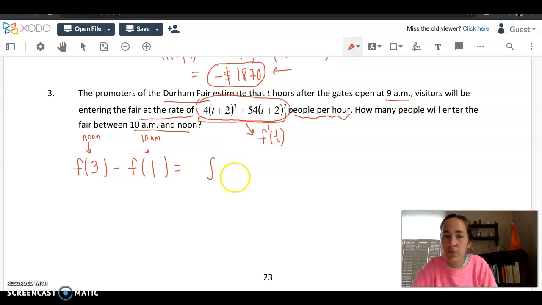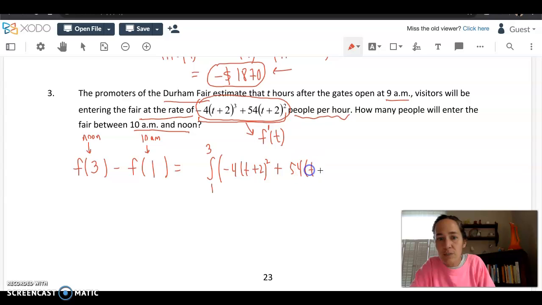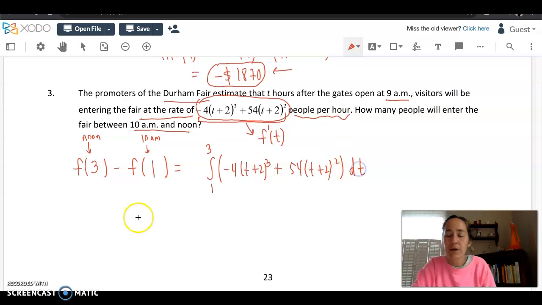It should be an integral because we're given a rate of change here. So the integral from 1 to 3 of negative 4(t plus 2) cubed plus 54(t plus 2) squared. And actually the first one was cubed, I messed that up. All taken with respect to t there. Feel free to skip through if you think you can handle this one.